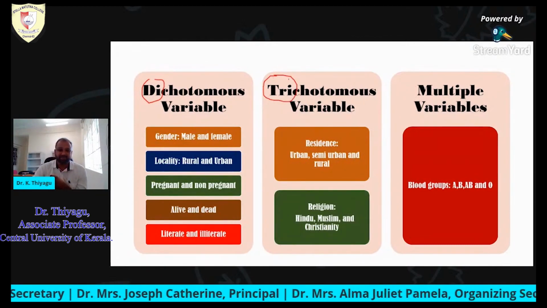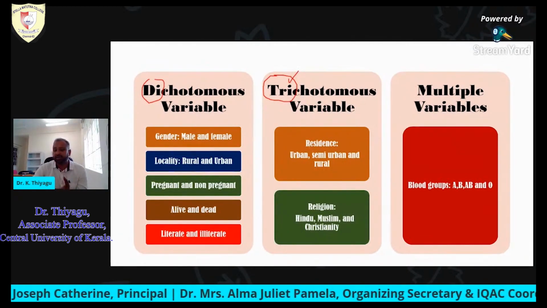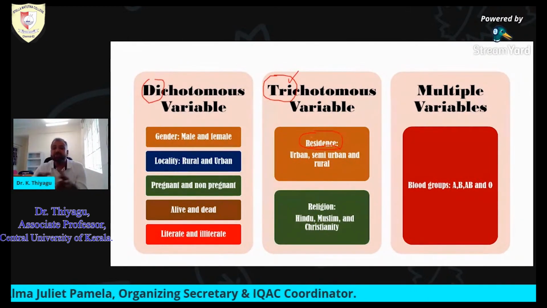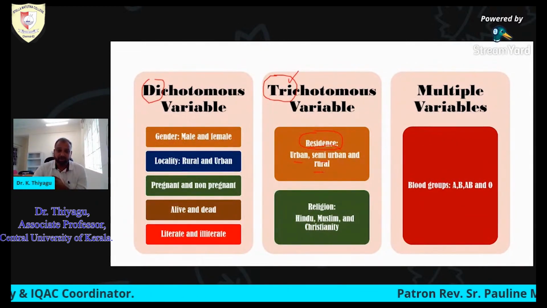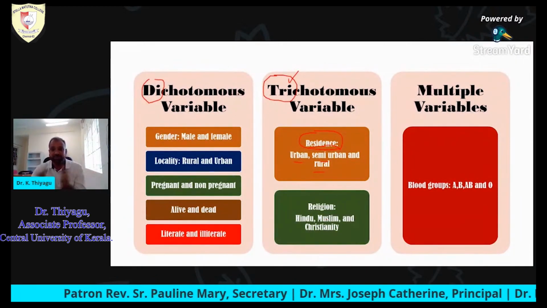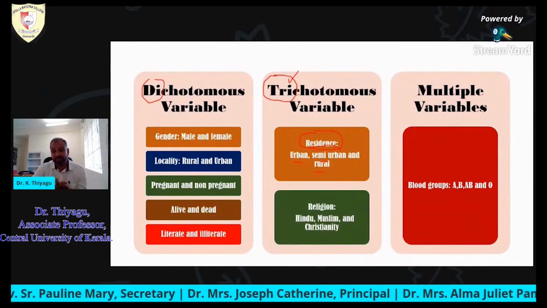It represents three. If the investigator can divide that independent variable or the demographic variable into three classifications, like urban, semi-urban, or rural, or Hindu, Muslim, Christianity, if he is able to classify the variable into three classifications, then we may use the term trichotomous. But what is a multiple variable?